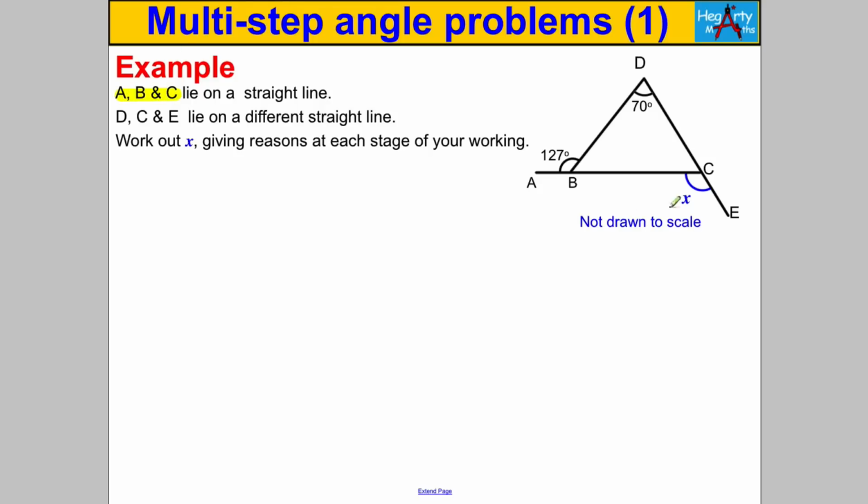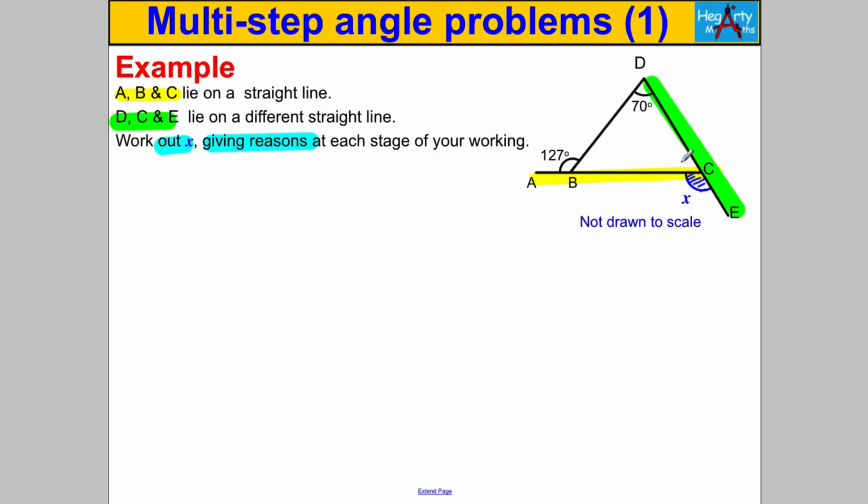So we're told that ABC lie on a straight line, so that's a straight line. We're also told DCE lie on a different straight line, so there you go, there's another straight line. And we're asked to work out x, but also to give our reasons as we go. So let's start off and think how we're going to get this angle here, x.